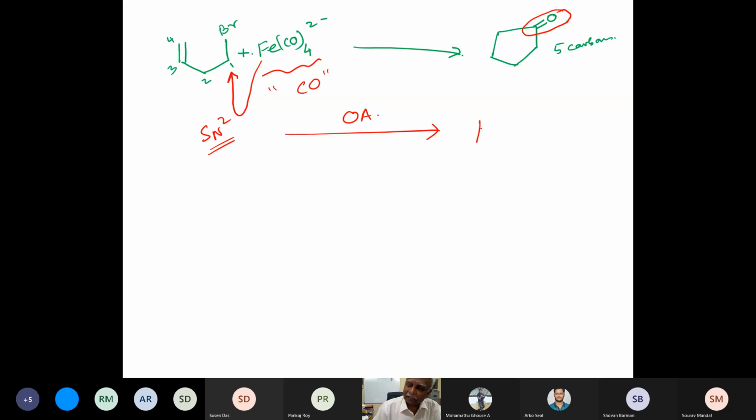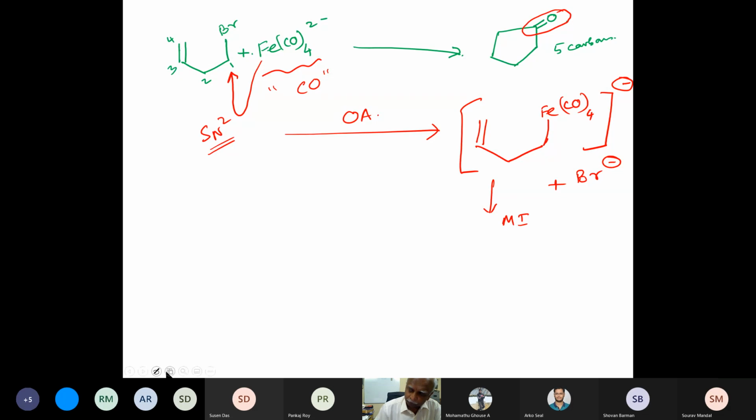So the first step in this reaction is probably the formation of FeCO4 minus plus Br minus. Now notice that you can do a migratory insertion. This is an alkyl group. Let's write this is an alkyl group R, and here are carbon monoxides plenty. So you do a migratory insertion. So let's write that step.